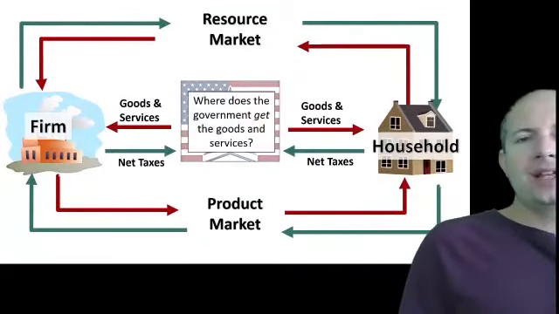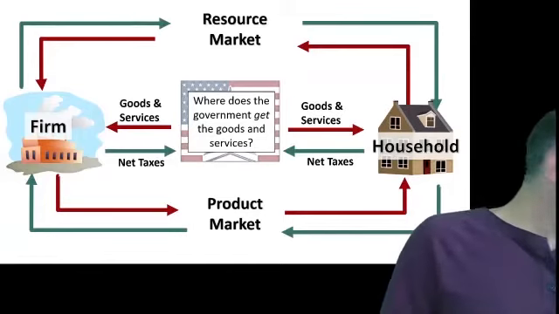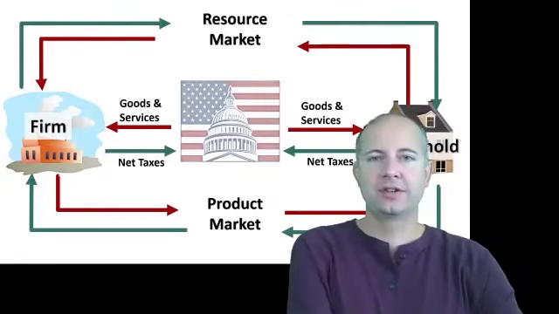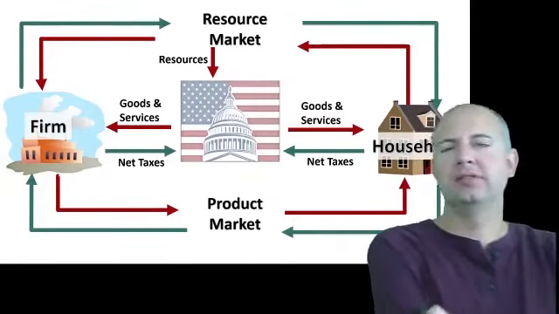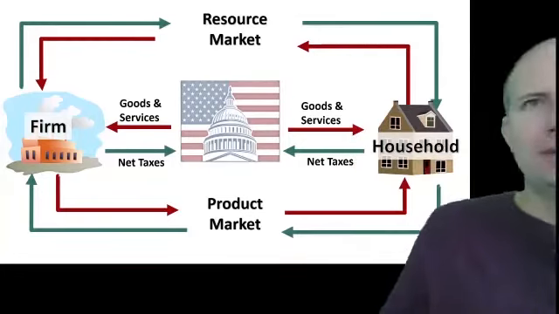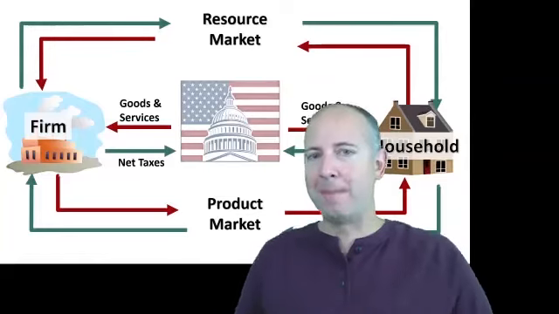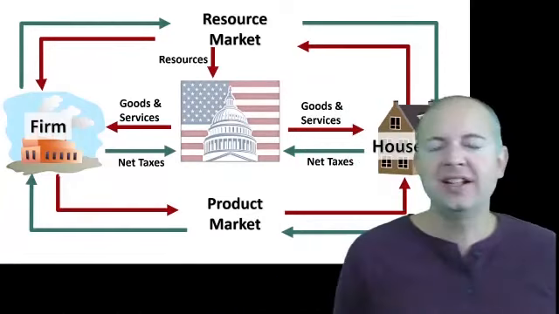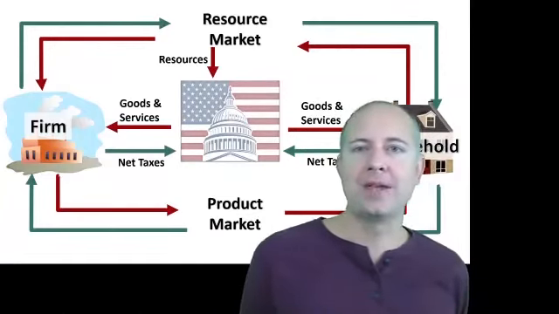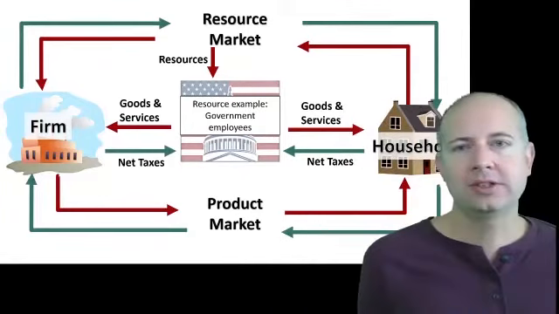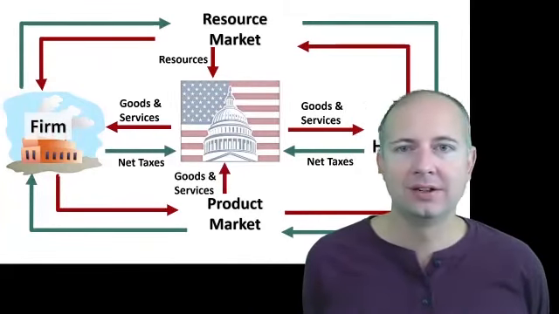So now what we want to think about is, where does the government get its goods and services? From the market, right? It is not just that you give the government your money, and it somehow manages to turn it into a highway. No, they go to the resource market and they hire people. So resource examples include government employees.